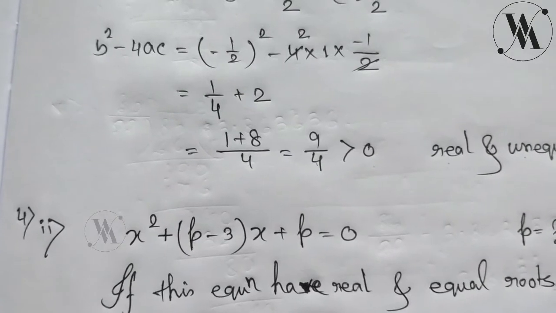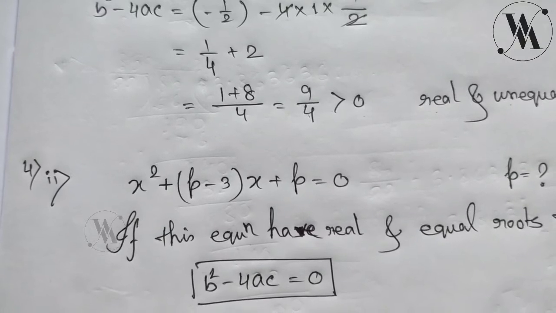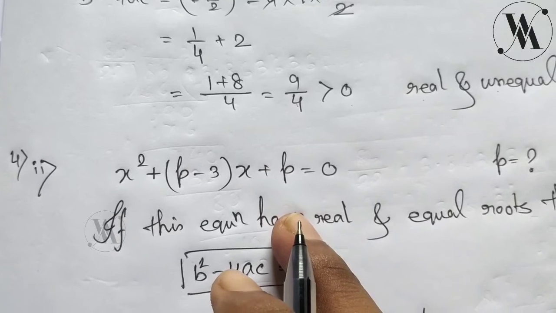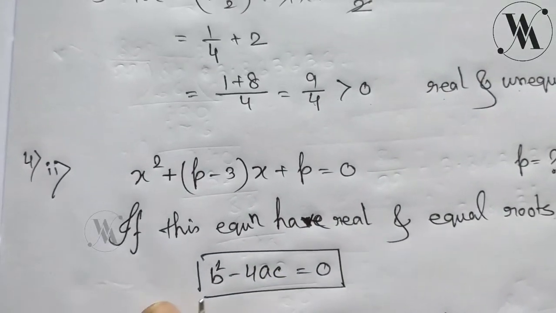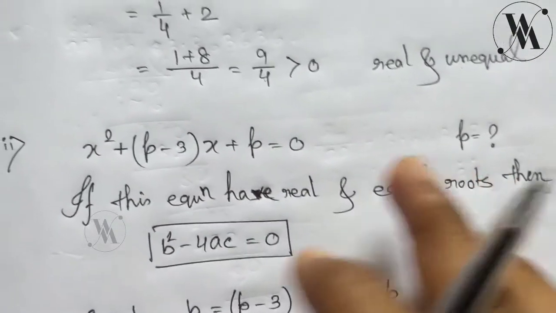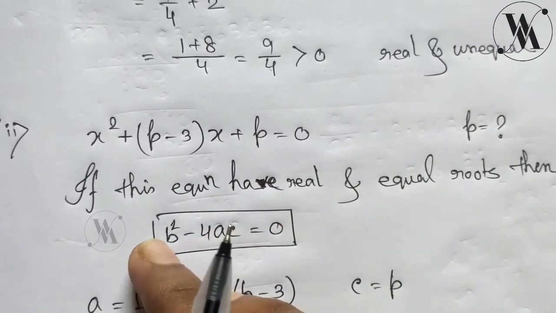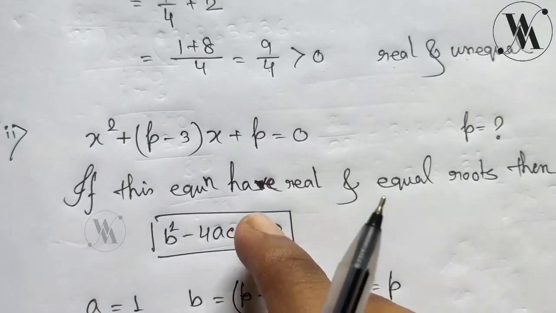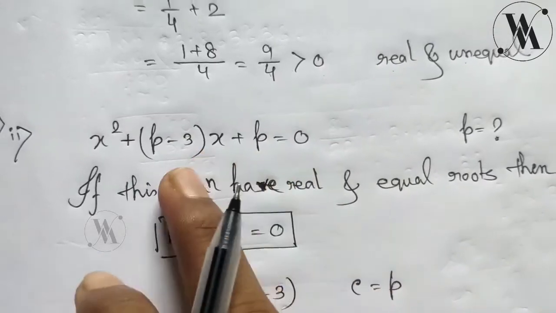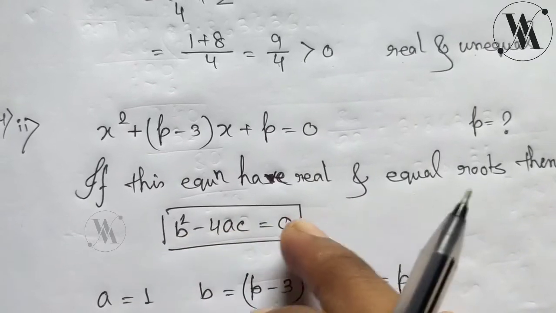Now sum number 4. Without solving the following quadratic equation, find the value of p for which the given equation has real and equal roots. Since it is given that this equation has real and equal roots, by the formula we can write that b square minus 4ac equals 0. Because when b square minus 4ac equals 0, we say that this equation has real and equal roots.